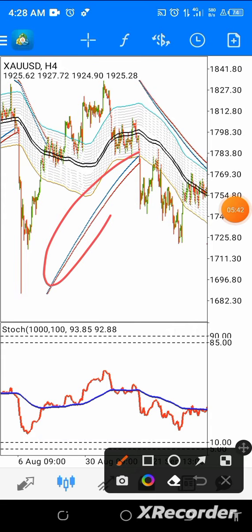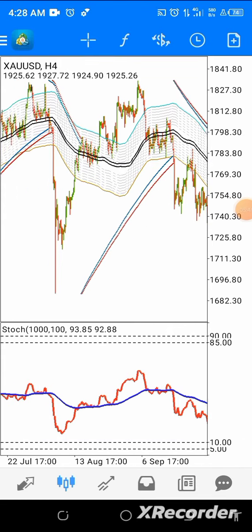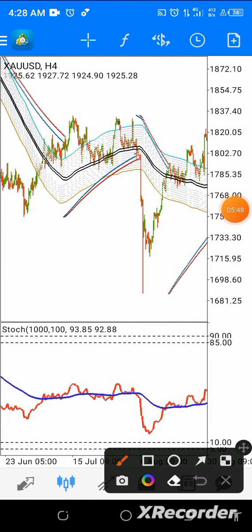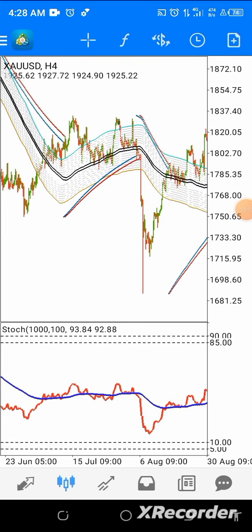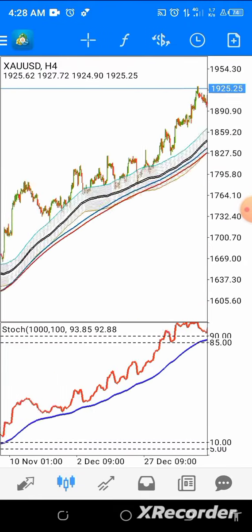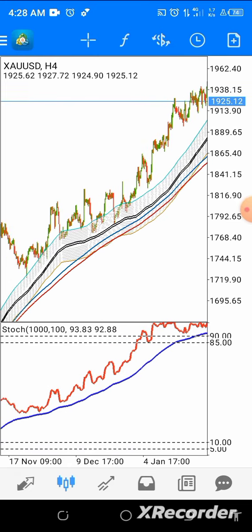When the parabolic changes direction outside the envelope. Another valid entry: the parabolic changes direction outside the envelope, but a little bit inside. So watch very well before you take that trade. Now let me show you how to use it to buy and sell properly.